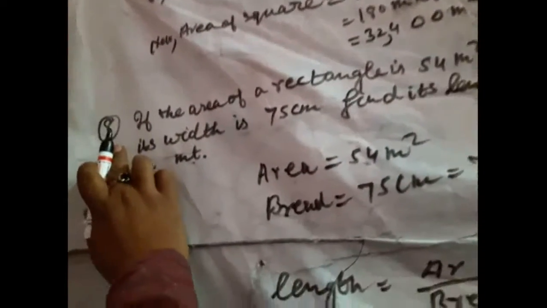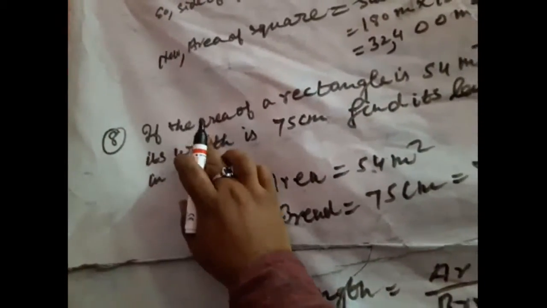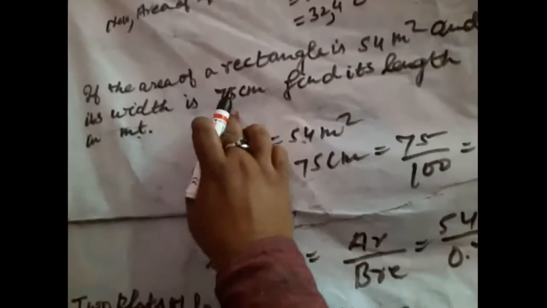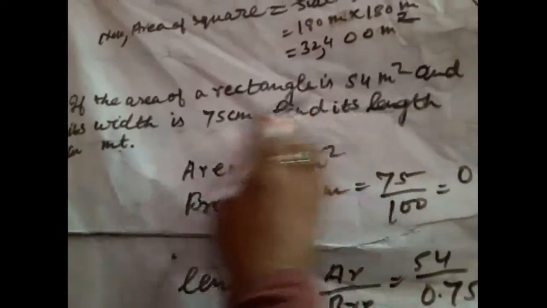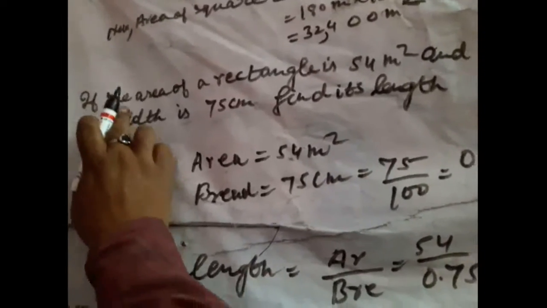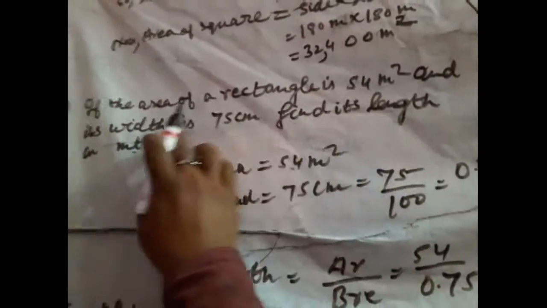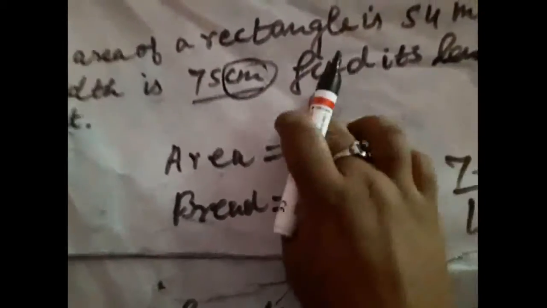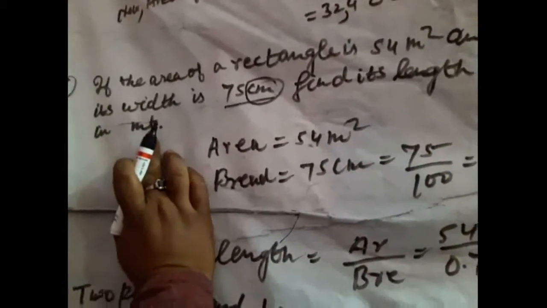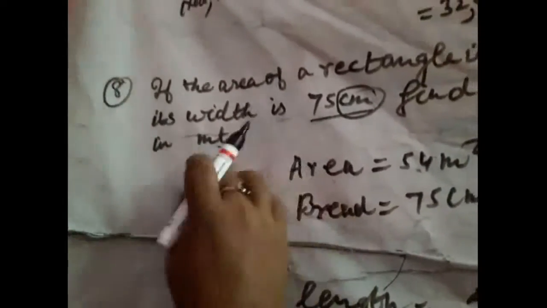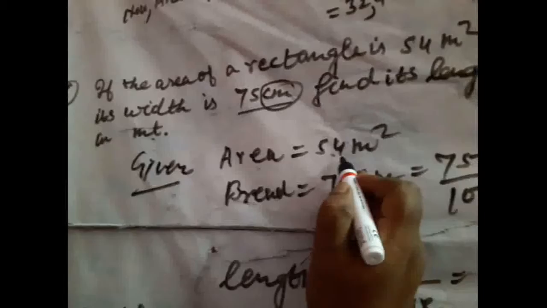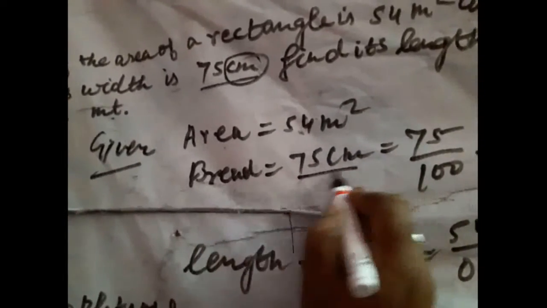Now come to question number 8. If the area of a rectangle is 54 meter square and its width is 75 centimeter, find its length in meter. Area of rectangle is this and width is 75 centimeter. And you find its length in meter. You have to find length in meter. Given, what is given? Area 54 meter square, breadth 75 centimeter.